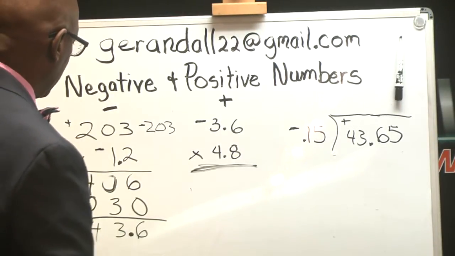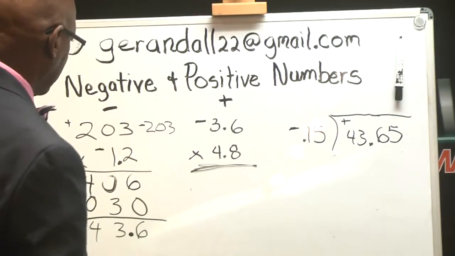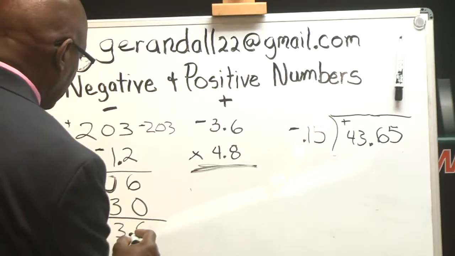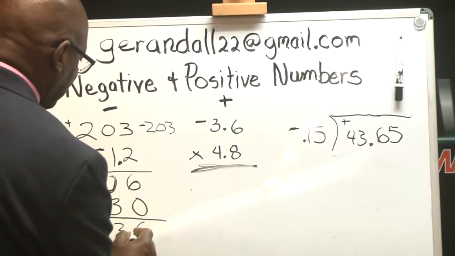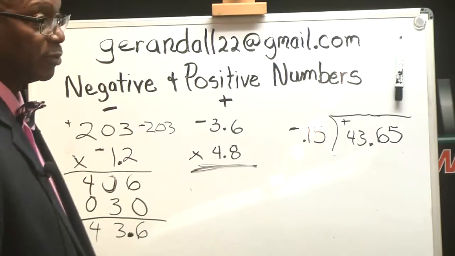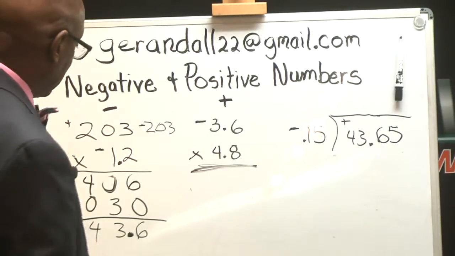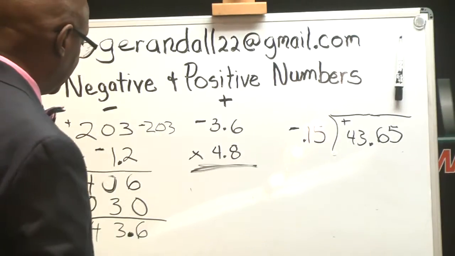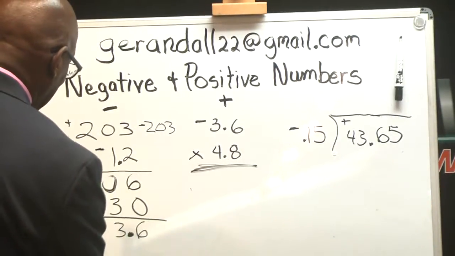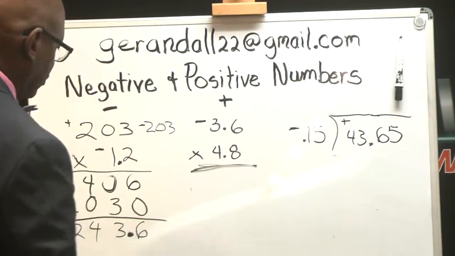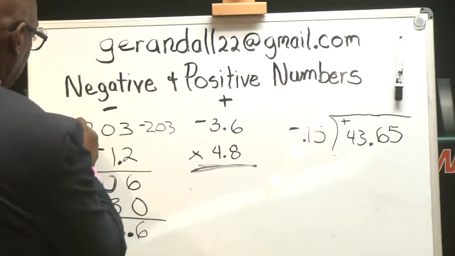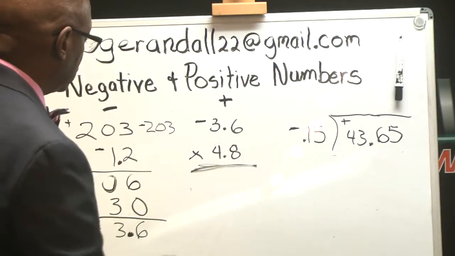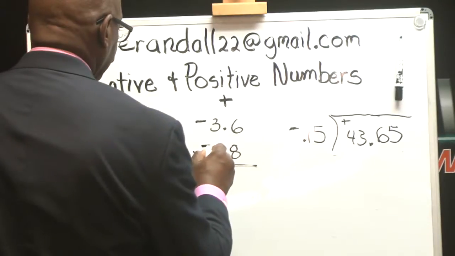Okay. So again, our estimate was 203. However, our actual answer is 243 and 6/10. And I say and because this decimal place, when we read it out, and refers to the decimal. Okay. And again, that's a negative, because a negative times a positive is a negative. That's a rule. Now let's look at two negatives.